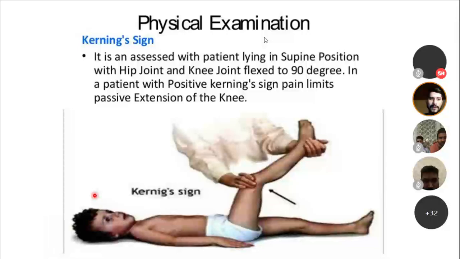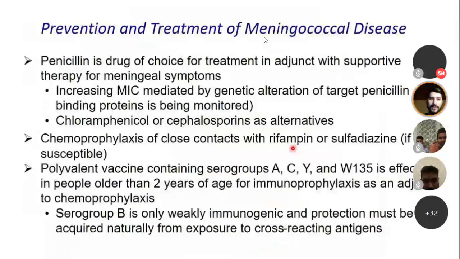You also have the Kernig sign. Now you have the Kernig sign when you flex the knee at 90 degrees, okay? At the supine position. So what happens? You can't do the extension when you do the 90 degrees right here. You can't extend the foot, okay?